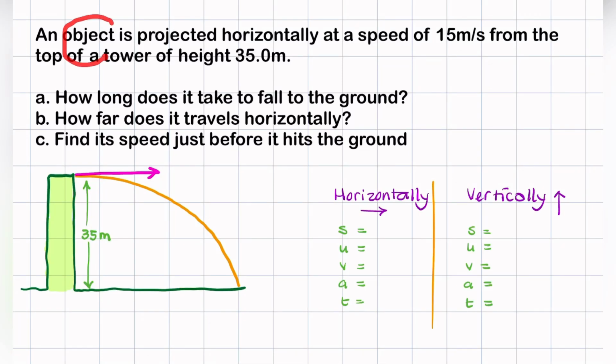Here we're told about an object that's projected horizontally in the x direction at a given speed from the top of a tower with a given height. So imagine the object is there and it's being projected horizontally. So what we know is the initial velocity in the x direction. And it's asking three things.